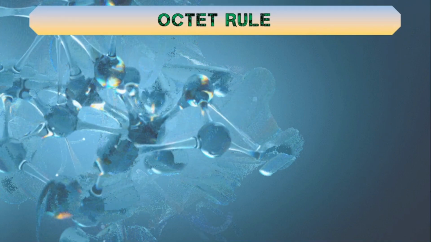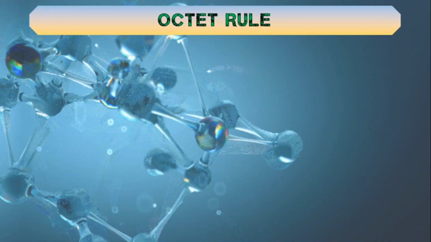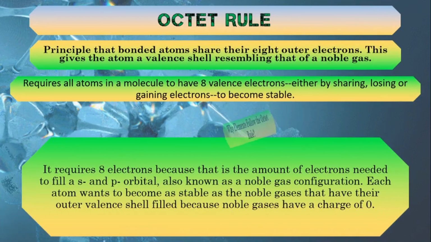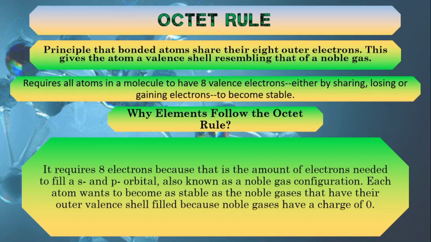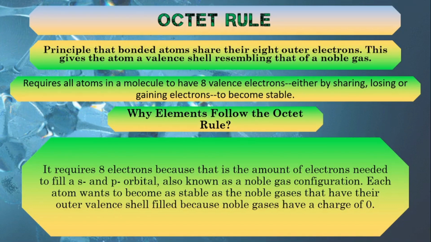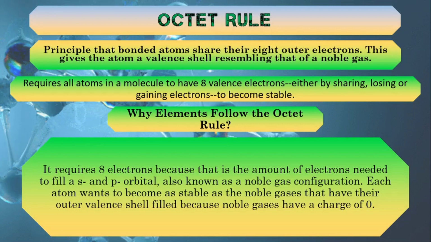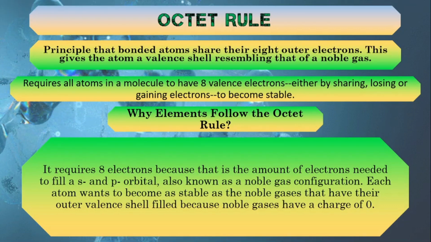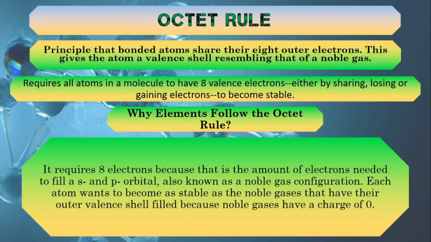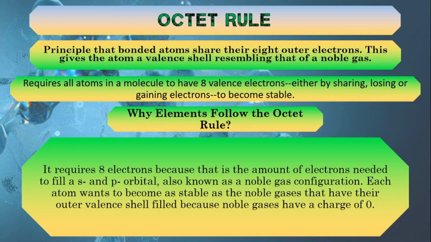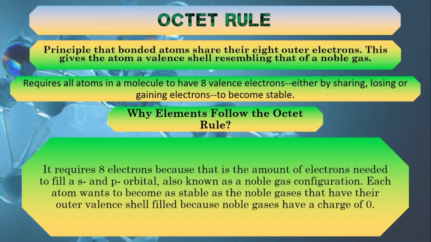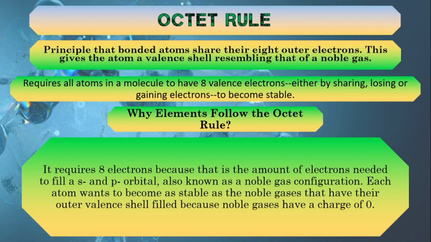Okay, in covalent bonding, they follow a certain rule which is called the octet rule. So what is this octet rule? It is a principle that bonded atoms share their 8 outer electrons. This gives the atoms a valence shell resembling that of a noble gas. This requires all atoms in a molecule to have 8 valence electrons, either by sharing, losing, or gaining electrons to become stable.